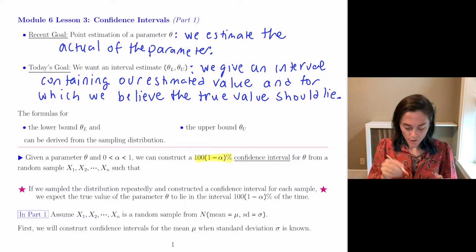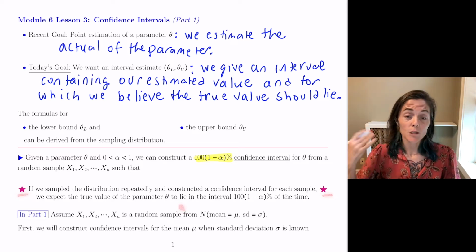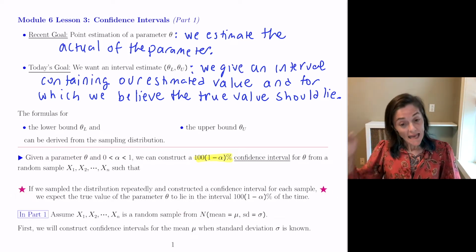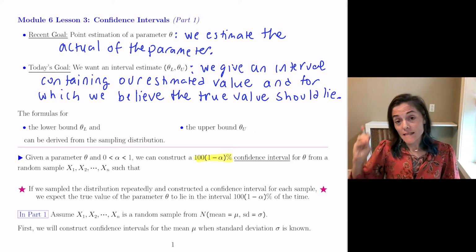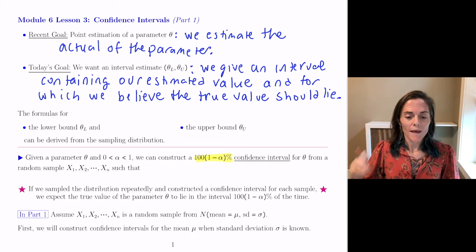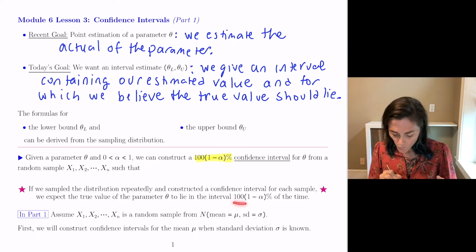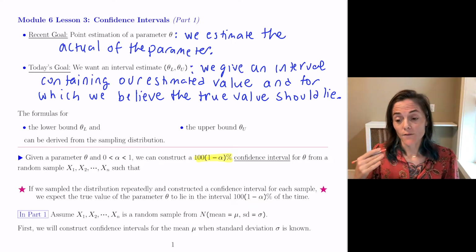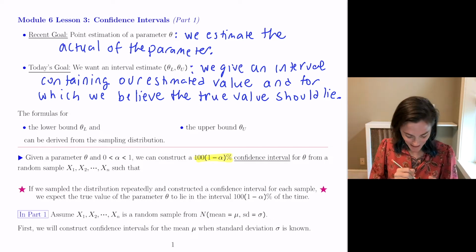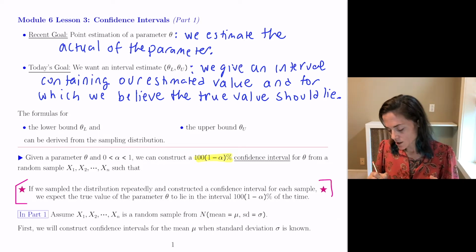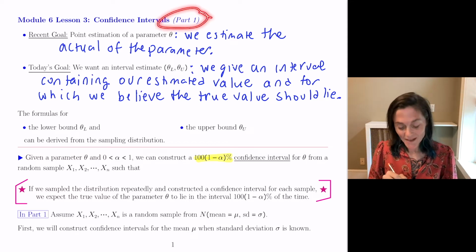Okay, here's the idea. You notice I have these magenta stars. This is really what you want to think about in terms of the interpretation of a confidence interval. If we sample the distribution repeatedly and construct a confidence interval for each sample, we expect the true value of the parameter to lie in the interval 100 times 1 minus alpha percent of the time. I already have stars around it, but we can put an extra emphasis here. Okay, so part one, that's the video we are watching right now.